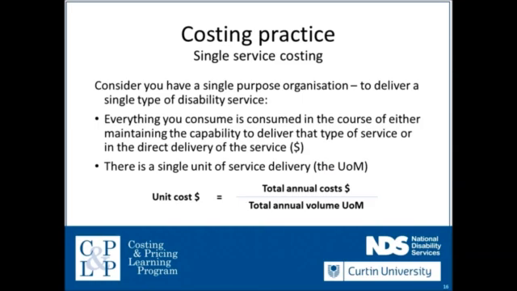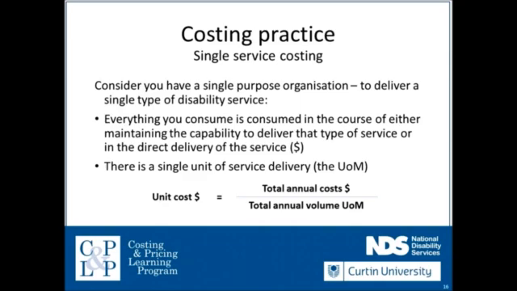Let's have a look now, just to finalise the discussion in this webinar, and consider a fairly simple example. We'll look at a single service costing arrangement. This is an organisation that only provides one unit of measurement. Now, obviously, this is quite unlikely for most people listening to this webinar because most organisations have more than one unit of measurement. In other words, most disability organisations provide more than one type of service. However, for illustrative purposes, it's useful just to look at a single service costing example so that we can then move on to costing practice in the next webinar.